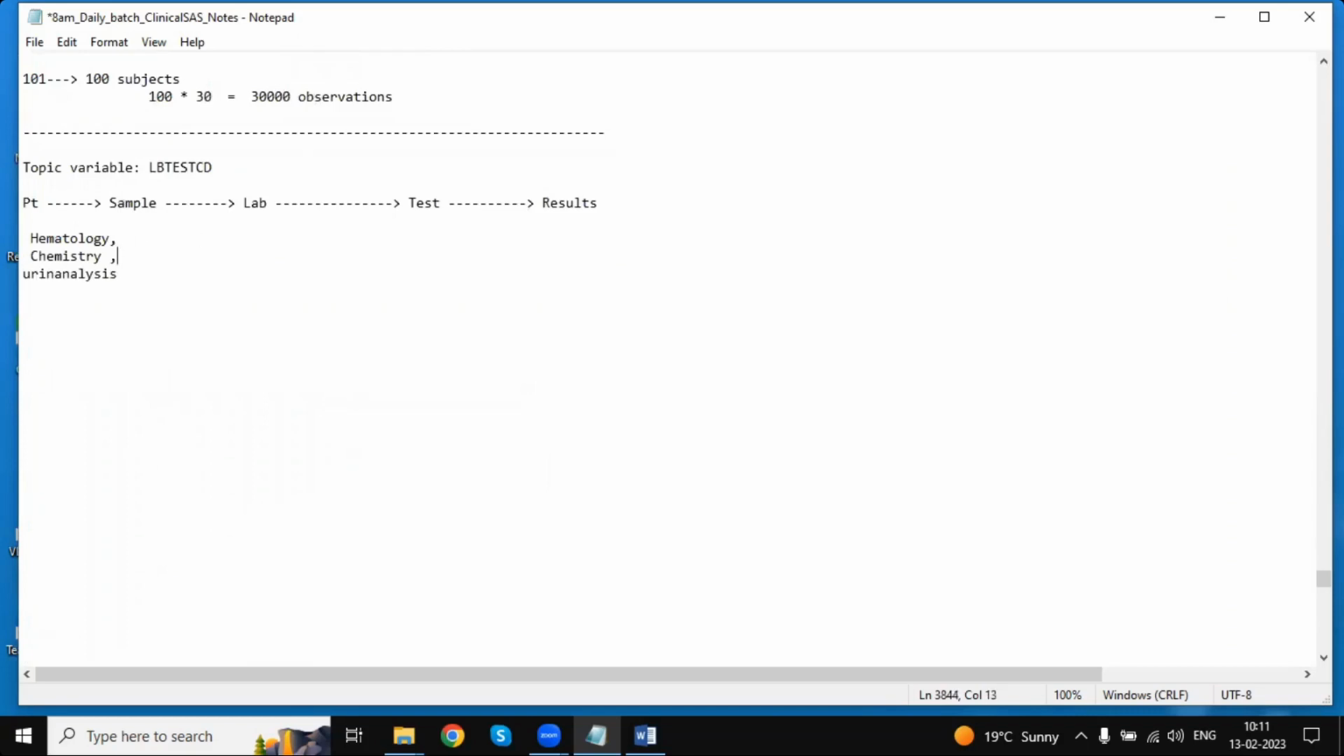Hematology, clinical chemistry, urine analysis. Under these three categories, different tests will be there, and all the tests they will do. The tests will give results. So what are these results? These results we are going to call the original results, which are received from the laboratory.